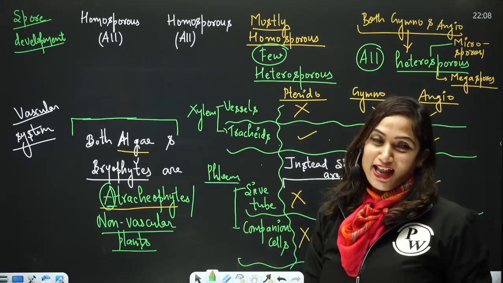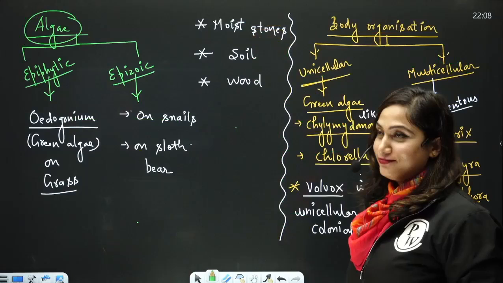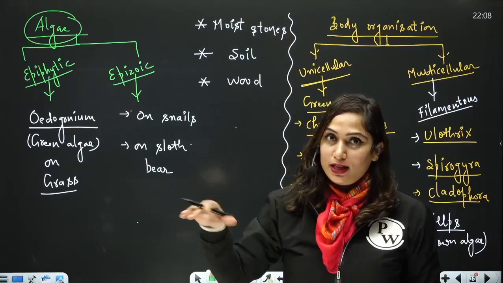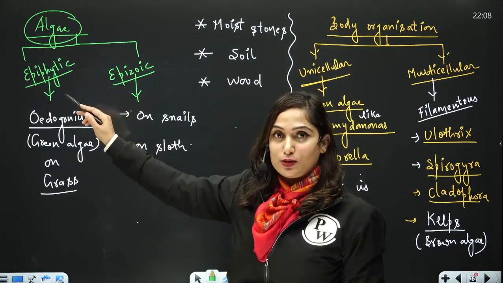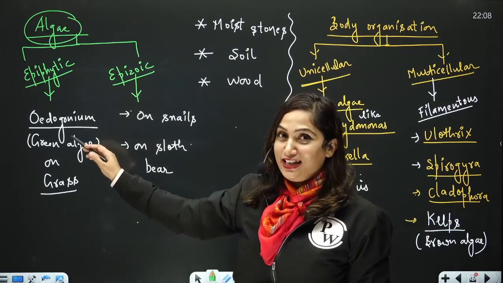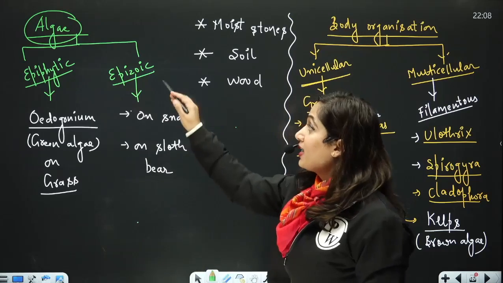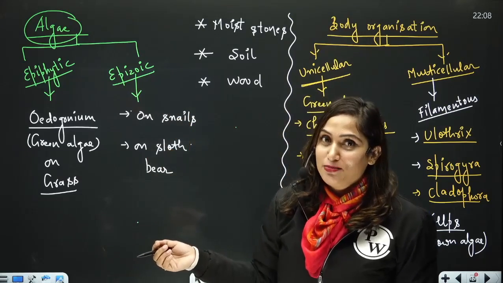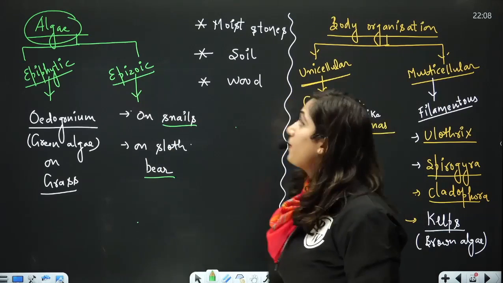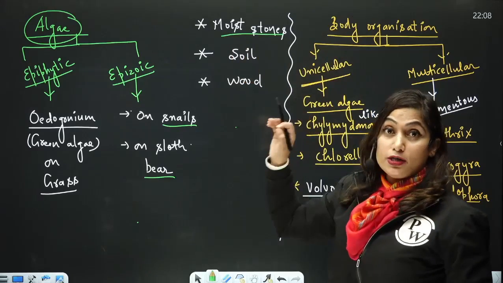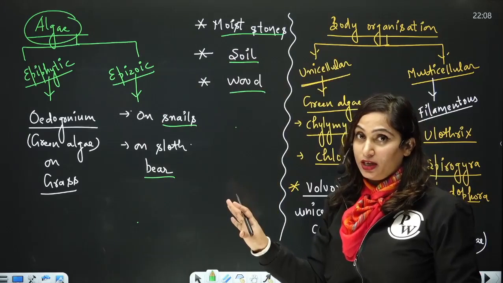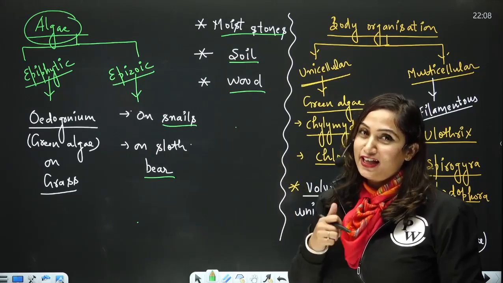So let's discuss algae now. We know many things about algae now, right? Algae is generally aquatic, found in water bodies, but it can be epiphytic also. That means it can be found over the surface of plants also, like Oedogonium, a green alga found on the surface of grasses. Then epizoic algae can be found on the surface of animals also, like on the surface of snails and on the surface of sloth bear. Then some of the algae are also found in moist stones, soil and wood. These are the lines of NCERT covered over here. So now you know what is the habitat of algae.